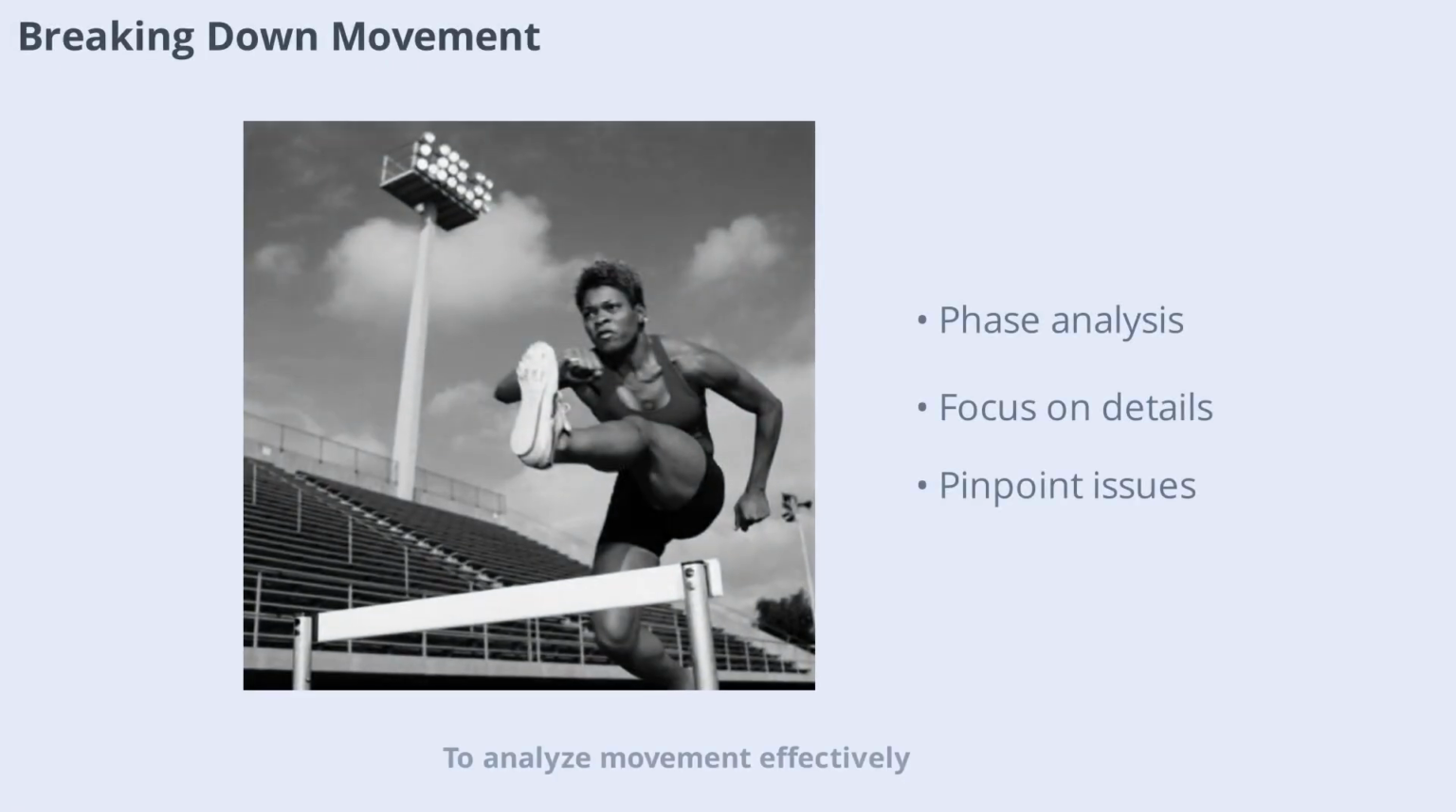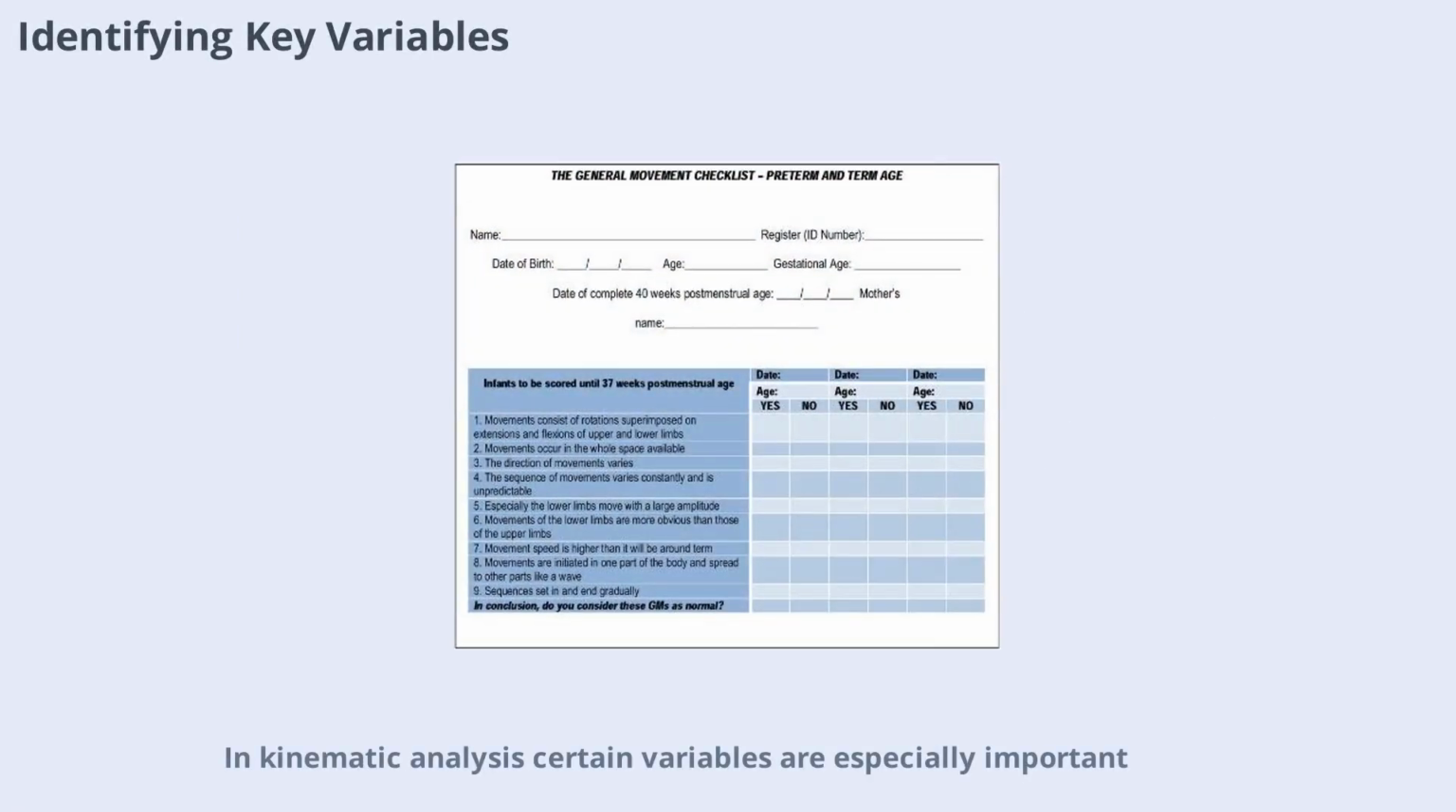To analyze movement effectively, it's important to break it down into distinct phases. For example, in running, we might look at the stance phase, swing phase, and flight phase. Each phase has its own characteristics and challenges. By focusing on one phase at a time, biomedical engineers can pinpoint where improvements can be made or where problems might arise.